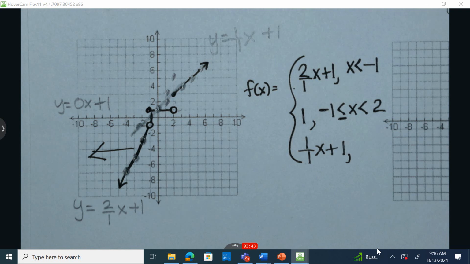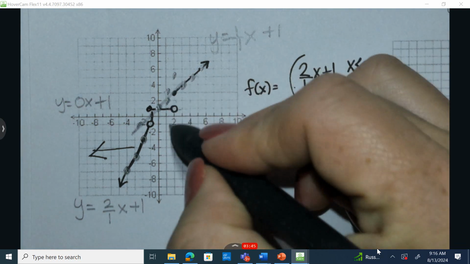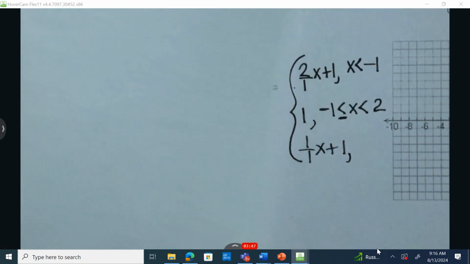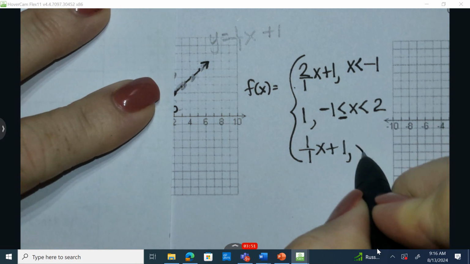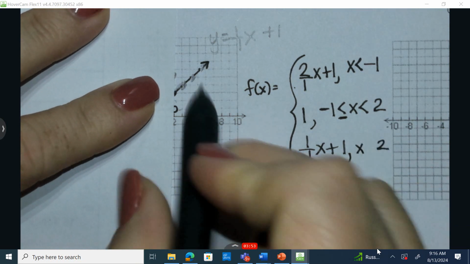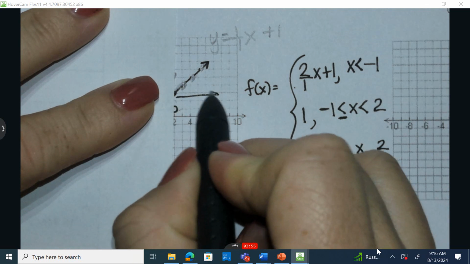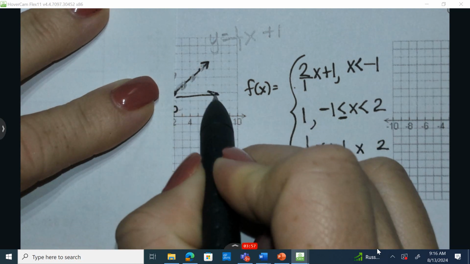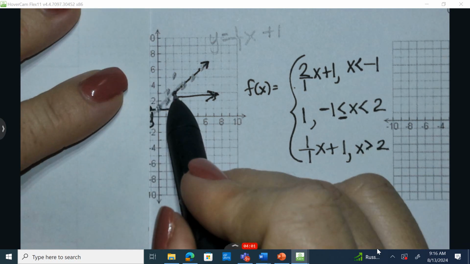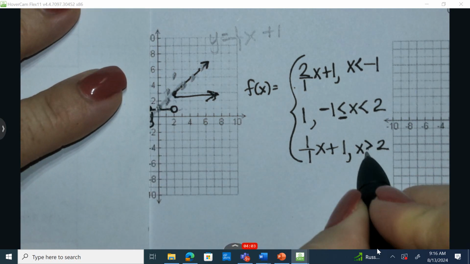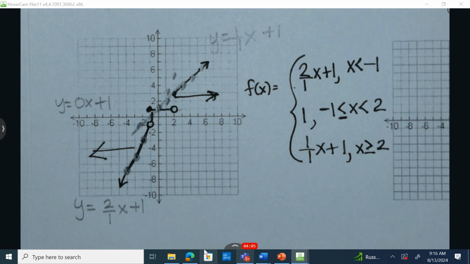All right, let's go on to the next piece. This next piece, if I cover this up, starts at an x value of 2. So x and 2. And think of this as it goes to the right. This piece goes to the right of 2. This is like an arrow for the inequality symbol. There's a closed dot, so I get to put a line underneath.